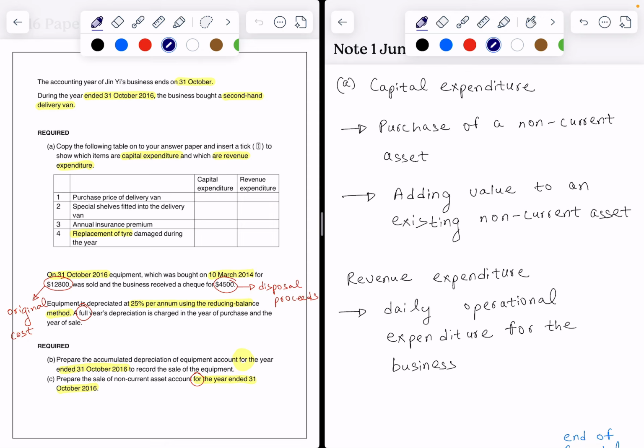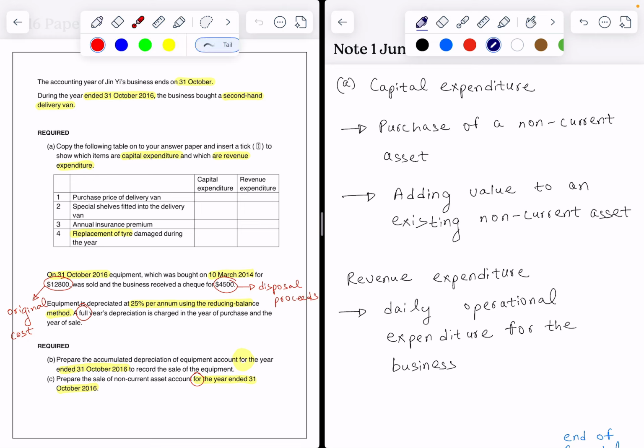Today we have got a past exam question from 2016 paper 2, question number 4. In this question, we will first learn to identify the differences between capital and revenue expenditures, and then we will prepare the accumulated depreciation ledger account followed by the sale of non-current asset ledger account. I need you to focus and follow through the entire content because that way you will gain an excellent understanding. I've really gone in depth on how we can handle similar questions in your main exam. So with that being said, let's begin.